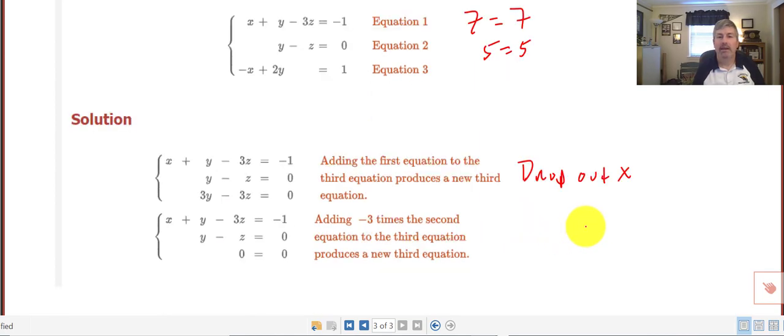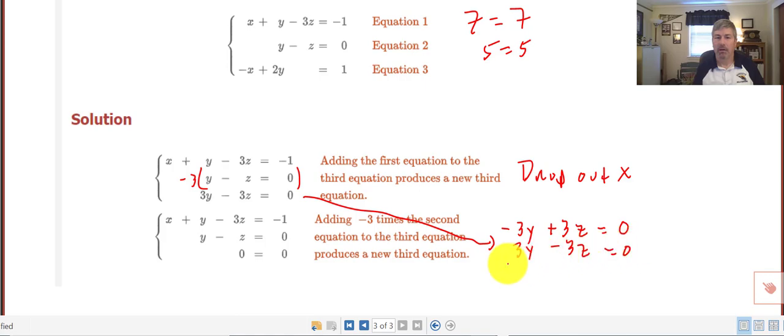Then we add negative 3 times the second equation, so we're taking that second equation and multiplying it by negative 3. So on the side here, negative 3y plus 3z still equals 0. And then we add it to the second equation, which is just 3y minus 3z equals 0. Everything drops out. We end up with 0 equals 0, and we get that new third equation. And then you can see here we have an infinite number of solutions.